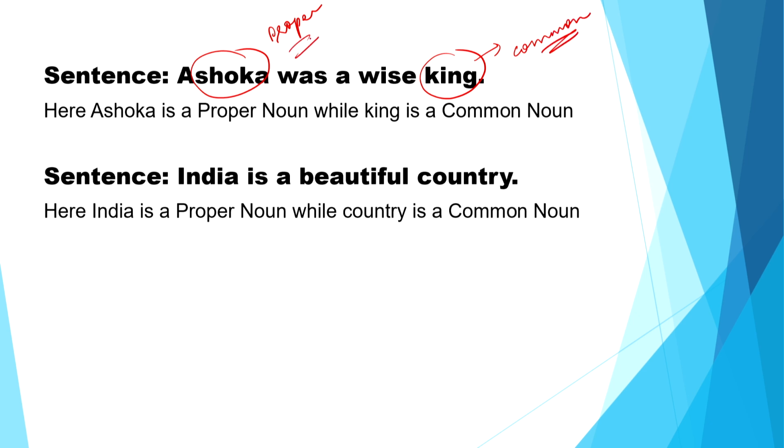Now, let us take another example. India is a beautiful country. So, first of all, let us identify the nouns over here. India and country, these are 2 nouns. Now, India here is a proper noun, whereas country is a common noun.